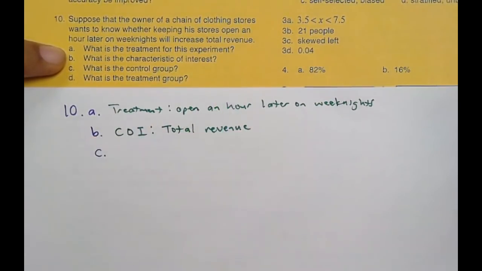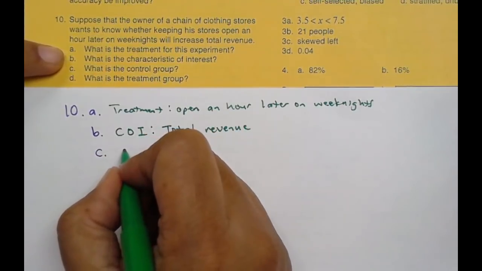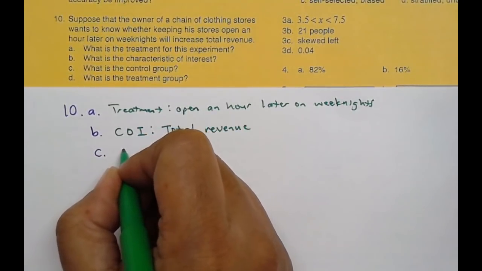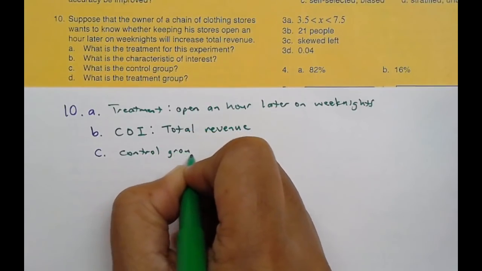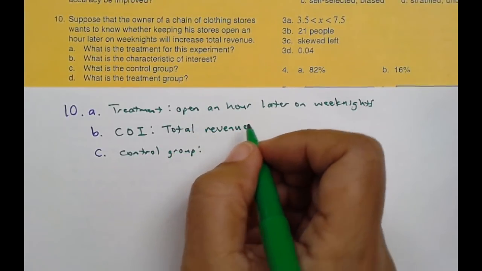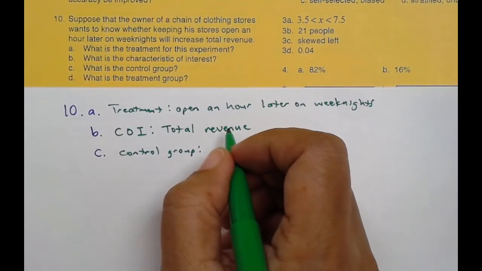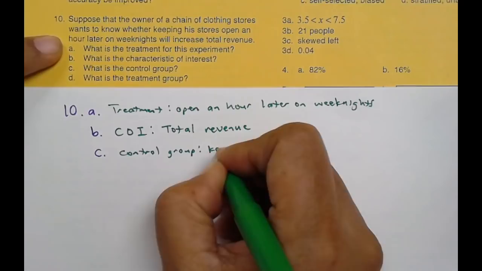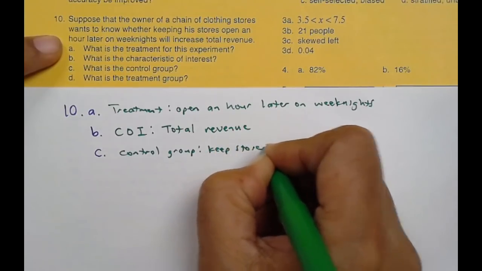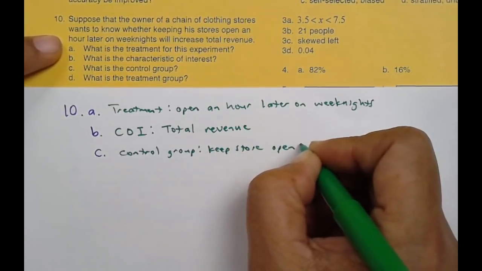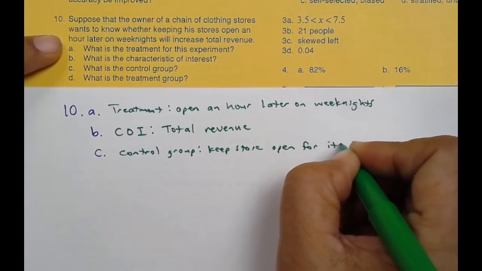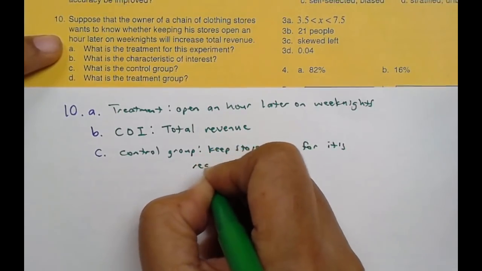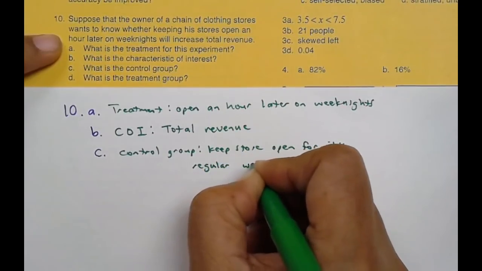Part C is, what is the control group? So the control group is basically keeping the store on its regular hours. Keep the store open for its regular weeknight hours.